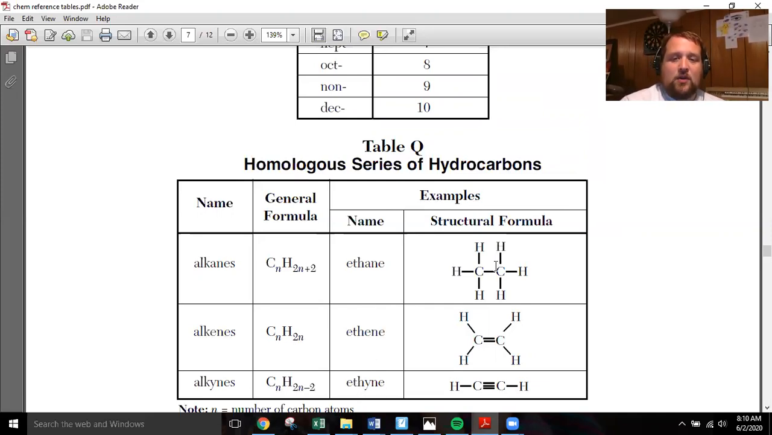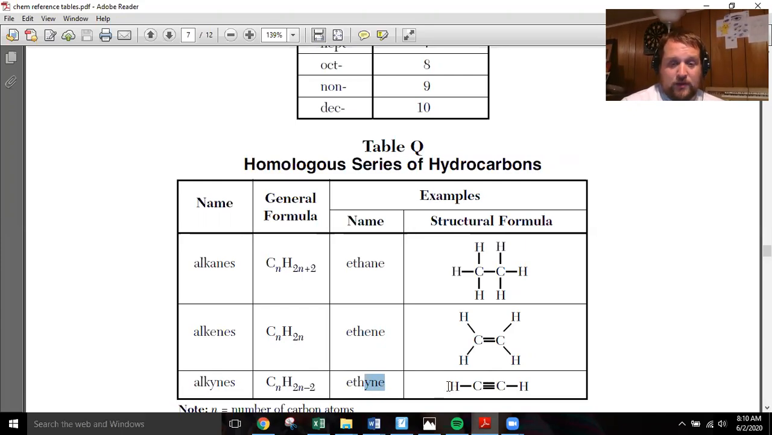When we look at their structures, the difference between them is how many bonds are connecting the carbon atoms together. If it's just a single bond, then that is ethane. It has an A-N-E ending. But if it has a double bond, that's ene. And if it has a triple bond, that's yne.